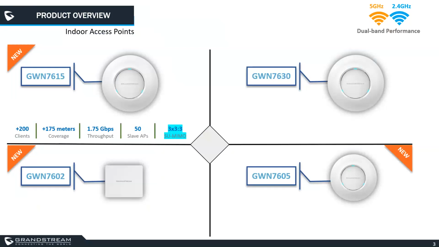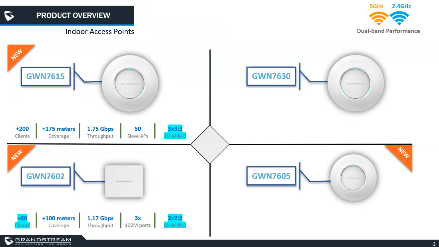So the first model in the list is the GWN 7615. This model supports up to 200 clients, and it has a coverage range of 175 meters, and it provides you with a throughput of 1.75 gigabits per second. And this model has a built-in controller. You can use one access point to manage up to 50 other access points. This model is built with 3x3 antennas, single user MIMO.